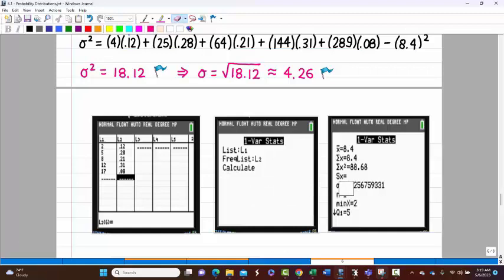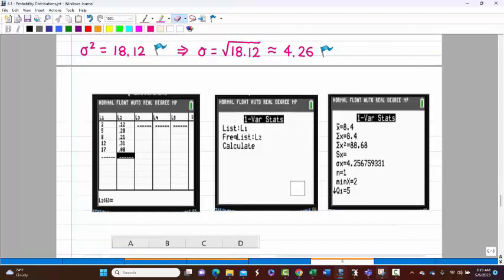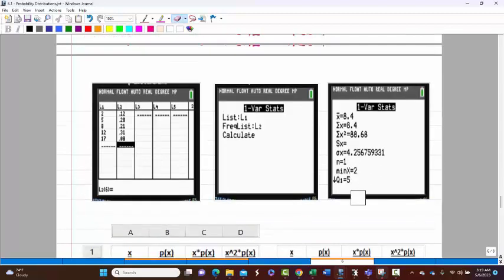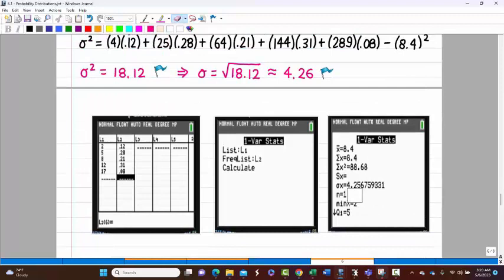So like I was telling you, it doesn't even give you the Sx. It gives you the mean right there. So you can get the mean right here and see it's giving you the standard deviation right here, 4.26. Now, the same issue comes up here as it did before. You don't get variance from the calculator. It only gives you standard deviation. That's not a big deal. You have to just take this number.